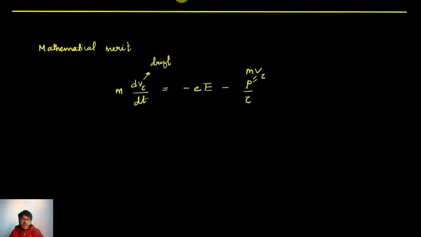So that was the characteristic equation of, I think it is not v tau, rather it's v. Yeah, this is v tau. So this is minus eE minus m v_d by tau, where v_d is the drift velocity. So that was the characteristic equation of an electron moving in a certain conductor.